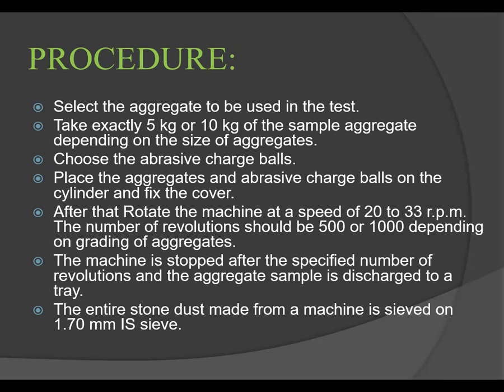After that, the machine is stopped after the specified number of revolutions and the aggregate sample is discharged to the tray. Then the entire stone dust made from the machine is sieved on a 1.70 mm IS sieve. After that, the fraction passing through the 1.7 mm IS sieve, expressed as a percentage of the original weight, gives the aggregate abrasion value. So this is our abrasion value of coarse aggregate procedure.